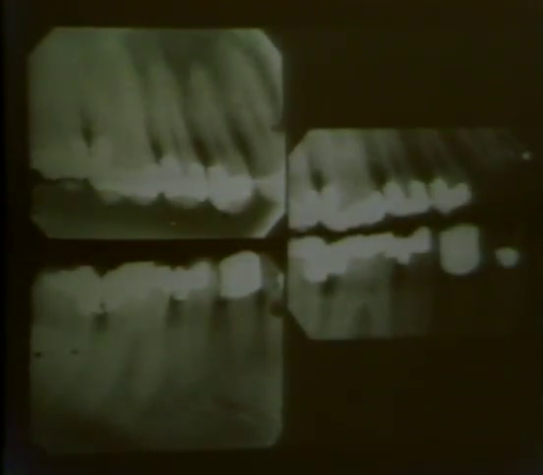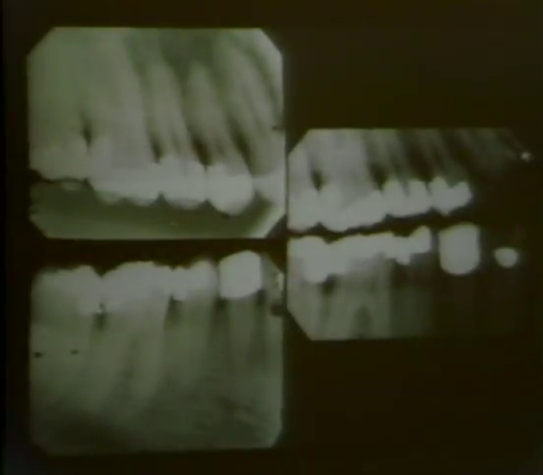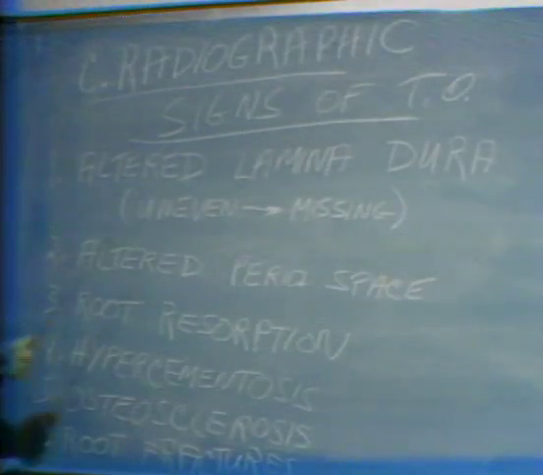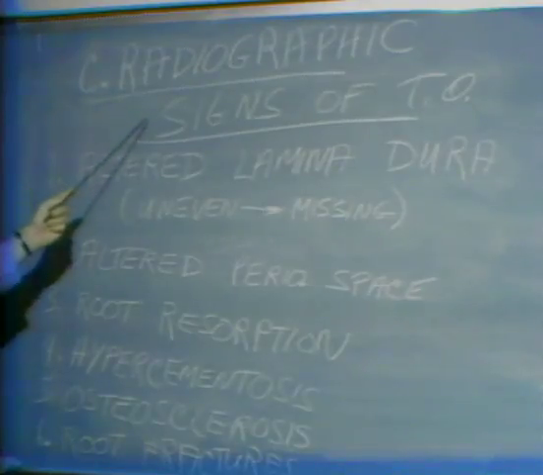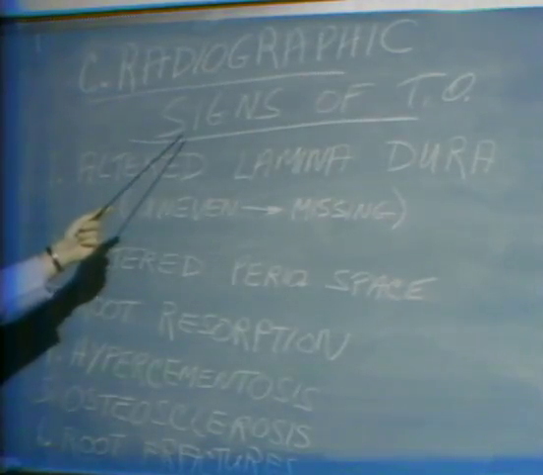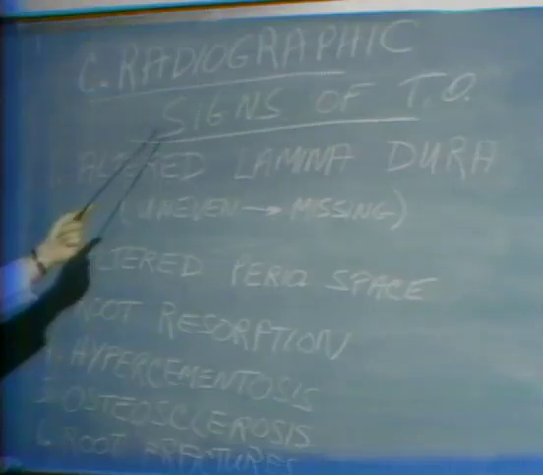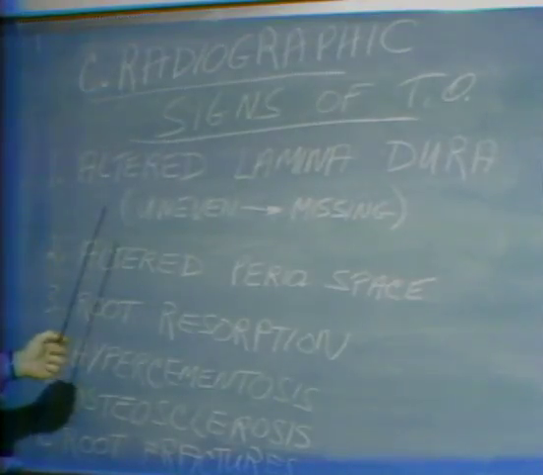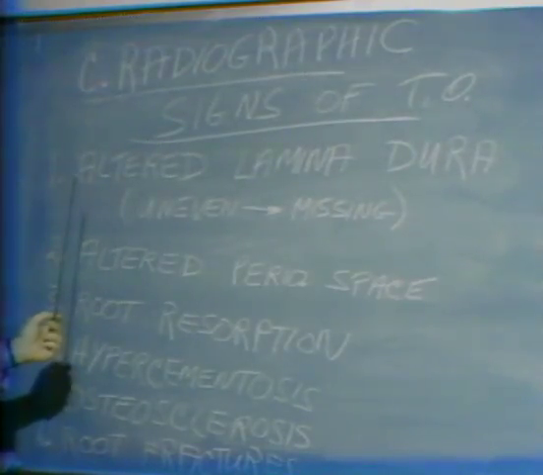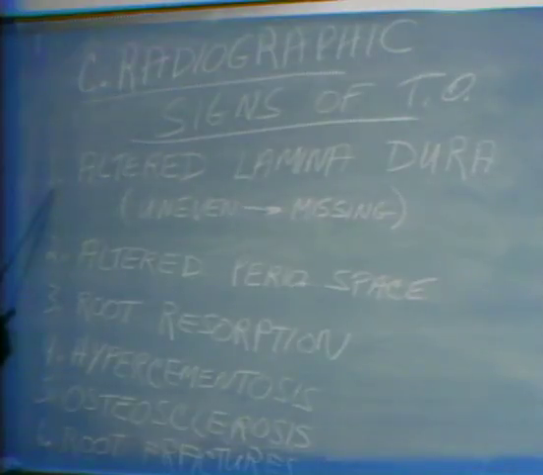We now should spend a little bit of time discussing the radiographic signs and symptoms of traumatic occlusion. Signs and symptoms of traumatic occlusion are sometimes very dramatic, but on the other hand, sometimes a little difficult for the uneducated eye to recognize. So first of all, we'll discuss them on the board and then go back to the slides and see if we can illustrate some of the points.